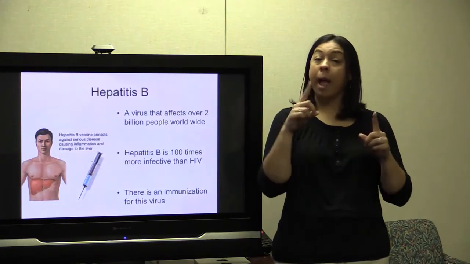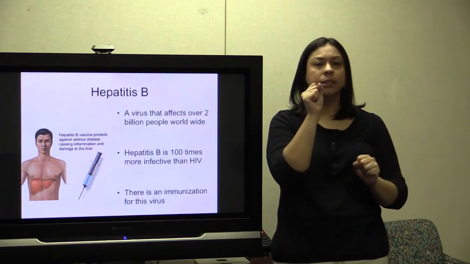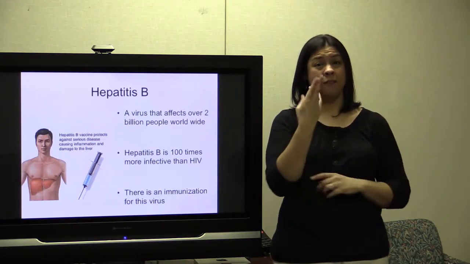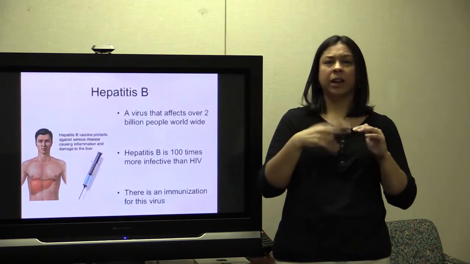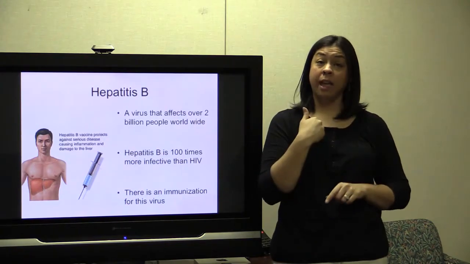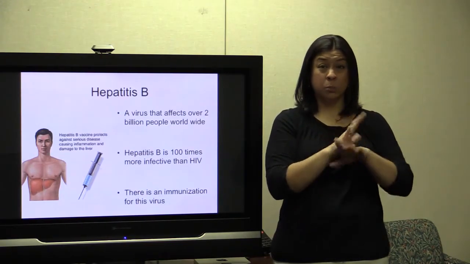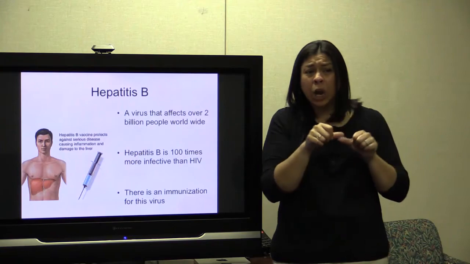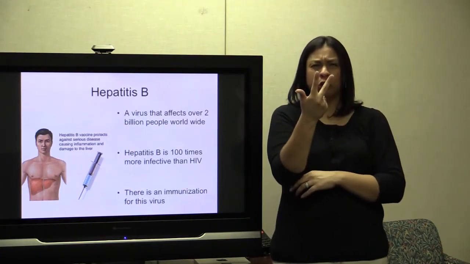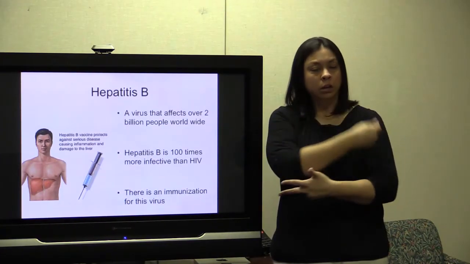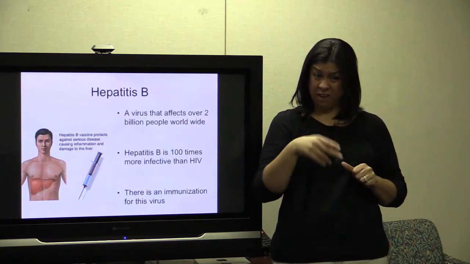So what happens with hepatitis B, which affects the liver, and it's really amazing, it's 2 billion people worldwide that are infected with hepatitis B. And you have much more chance of being infected by hepatitis B than HIV. However, there is an immunization for this virus, and at-risk employees that work in high-risk areas within the facility, if you have not had the series, there's a series of 3. You get the first one, and then a month later you get the second one, and then 5 months after that you get the third one. If you have any concerns about where you're working, or if you have not had it, please talk to HR.